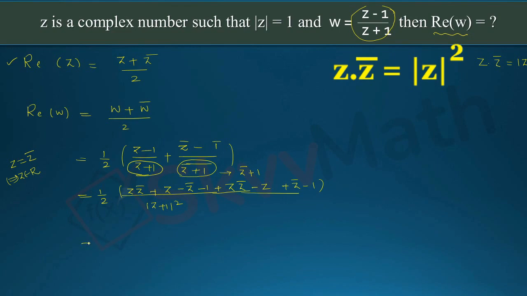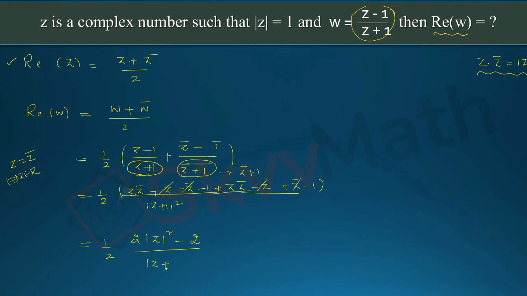Now here you see, this is equal to half into, is there any cancellation? So here you can cancel plus z minus z and minus z bar plus z bar. After that z into z bar, what I am telling is z into z bar is mod z whole square. So you use that mod z whole square, and here we have one more. So mod z whole square plus mod z whole square, 2 mod z whole square, minus 1 minus 1, that is minus 2, by, in the denominator you have modulus of (z + 1) whole square. Sorry for that.